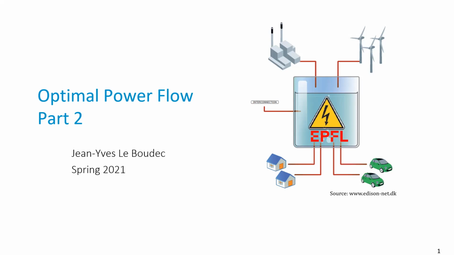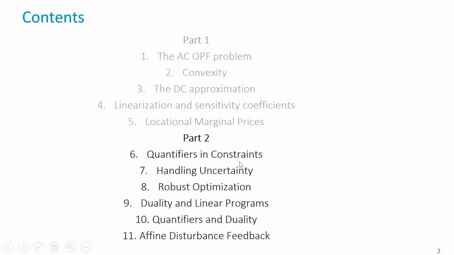Last week, we did as if everything was known in advance: the generation, the weather conditions, the load consumptions. This week, we will see the techniques that allow us to handle in the optimal power flow some uncertainties. So keywords will be removal of quantifiers, stochastic optimization, and robust optimization.